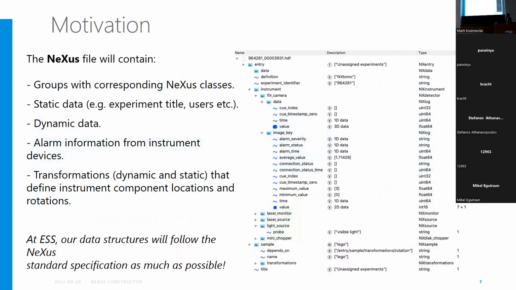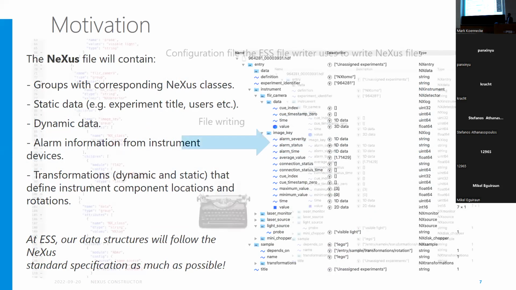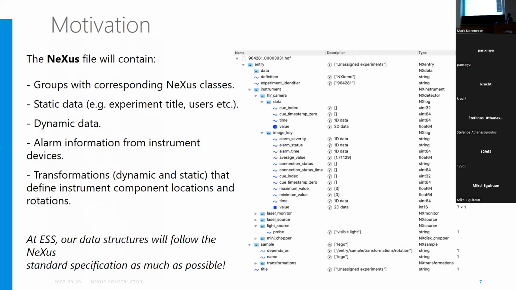To give a brief example of a Nexus file that we usually write at ESS, for those of you who are not familiar with the Nexus file format, it's basically HDF5 files with some additional constraints on how they're structured and how you use attributes as well. But we can really differentiate a couple of sets of data. First we have some groups, Nexus groups with corresponding Nexus classes. We have static data, which is essentially all data we know beforehand, before we even start saving any data.